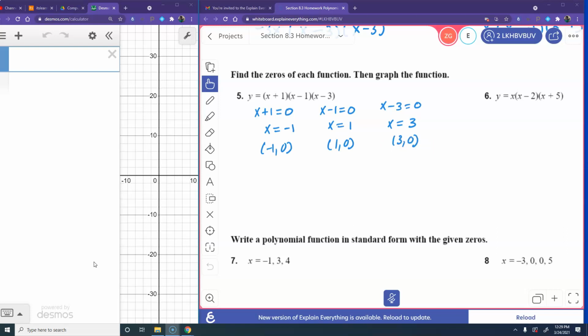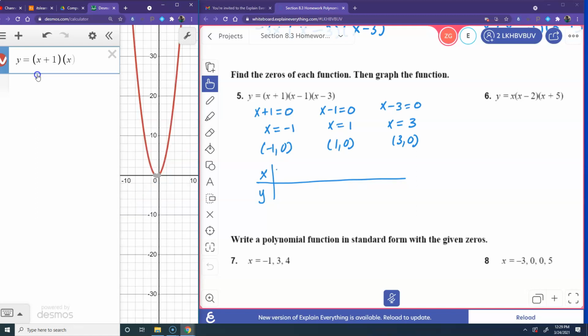Now I do want you to make a table. I'm going to have to probably make a horizontal table. I have x and I have y. So let me go ahead and type in my function y equals the polynomial, I mean x plus 1. And then we have x minus 1. And then we have x minus 3.